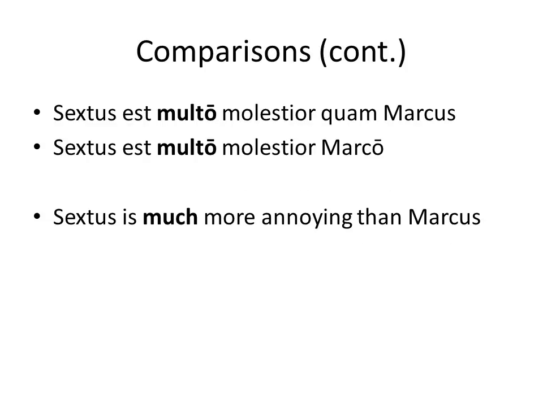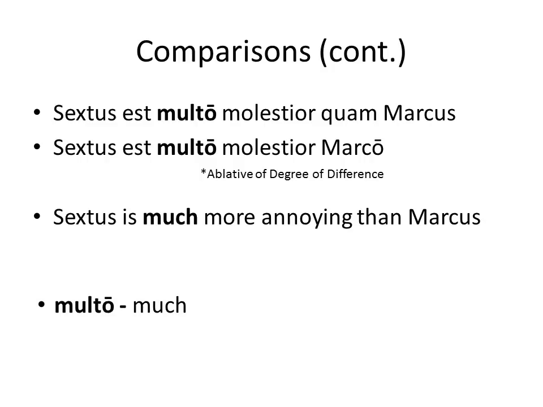One more wrinkle that we can add to this is with intensifying adjectives. So if we had a sentence, Sextus est multo molestior quam Marcus, or Sextus est multo molestior Marco, both of those would come out as Sextus is much more annoying than Marcus. So we're still comparing the two, but we're saying that Sextus is not just more annoying, he's much more annoying. We call this multo an ablative of degree of difference. It's ablative from the adjective multus, and it's almost like degree of difficulty in the sense that we are ratcheting up how much more annoying Sextus is than Marcus. So we call that a degree of difference.